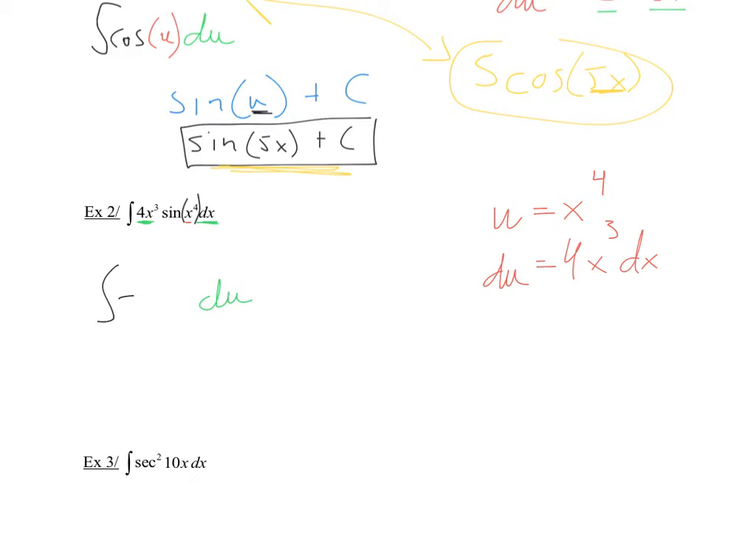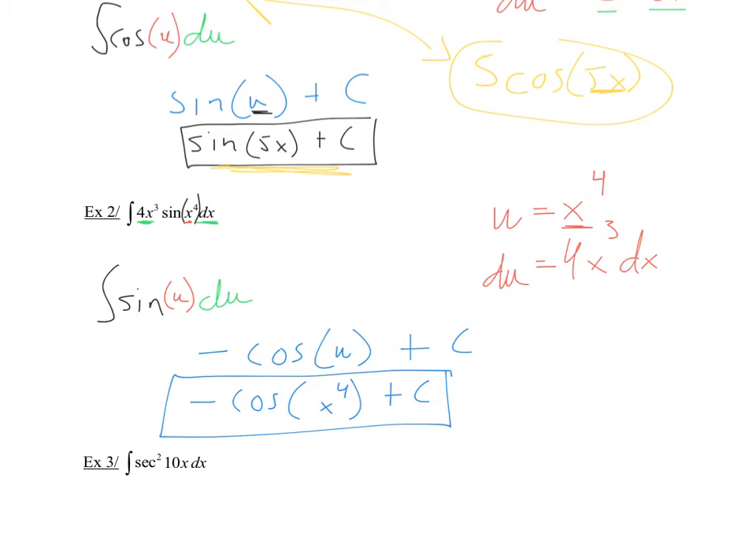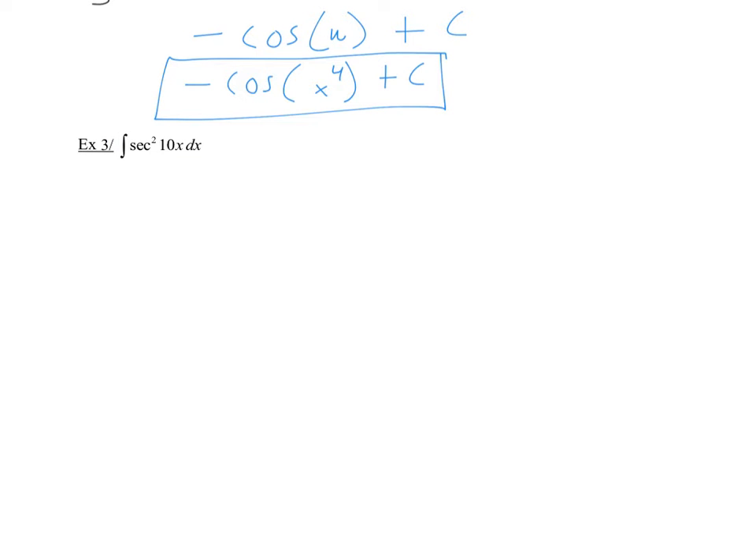So now I have the integral of the sine of x to the 4th, which I assigned u to be. So it's the sine of u du. The integral of the sine of u would be the negative cosine of u plus c. And again, the last step, as always, is to replace u with what you assigned it to be in step 1. We move on to example 3, which is, again, kind of a traditional thing.